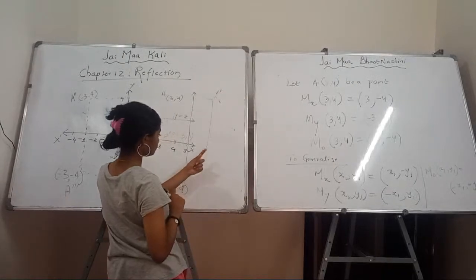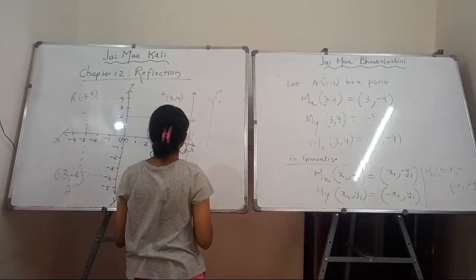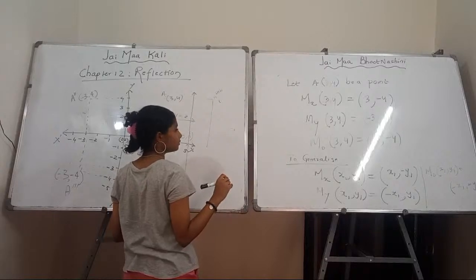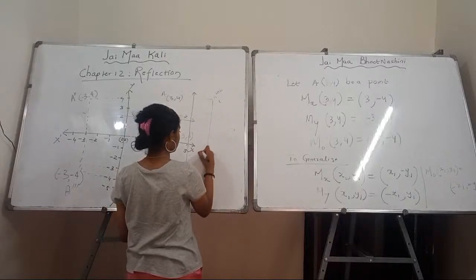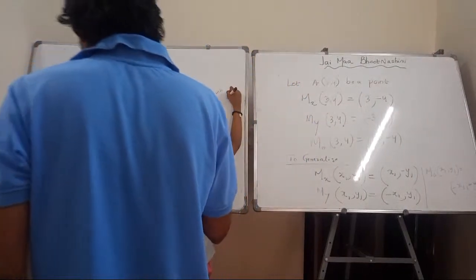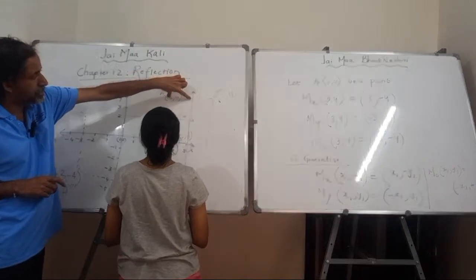Tell me the x coordinate. 6. 9. No, this is 3, that is why. So 2 more. No. From here till here it's 6. Wait. Ananya, tell me one second. Let me ask you. How many units distance is this?